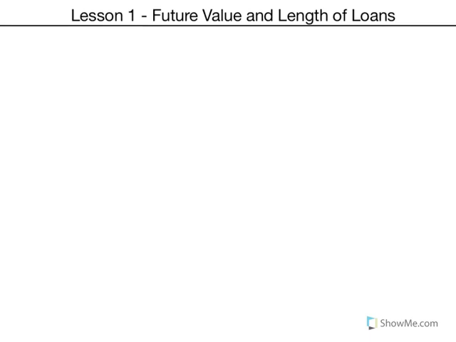Lesson 1, Future Value and Length of Loans. So the first thing that we're going to do is create an amortization table. When you have a loan, you have a certain amount in your balance that you're owing, and an amortization table helps you take regular payments and show how long it'll take you to pay off that loan.